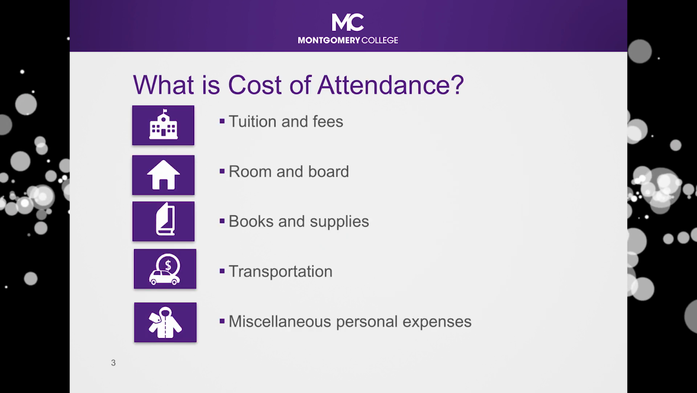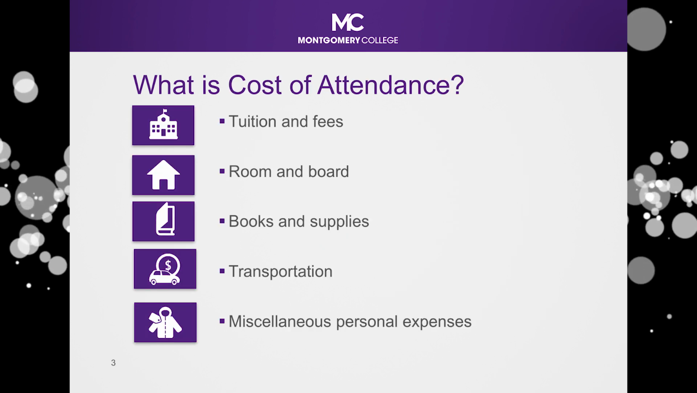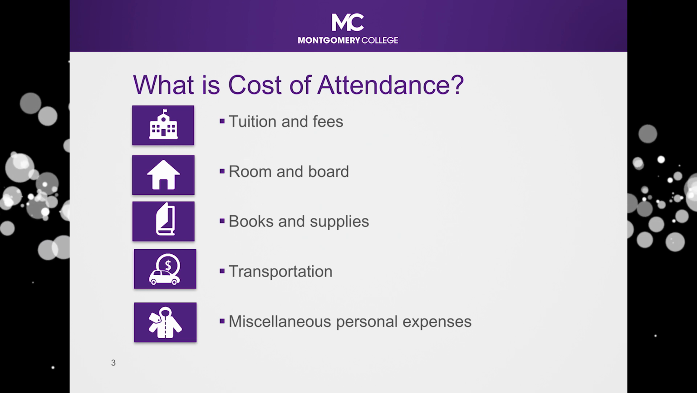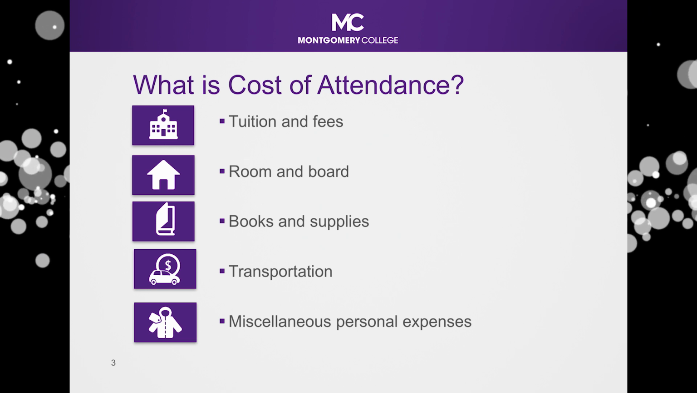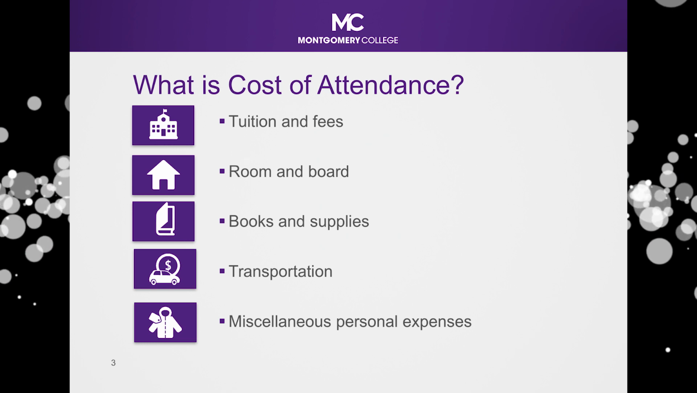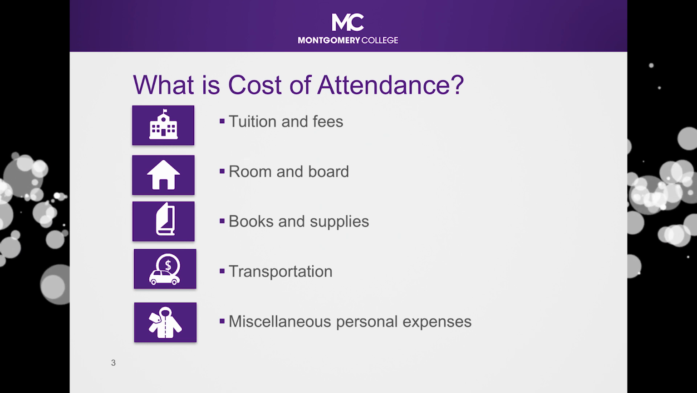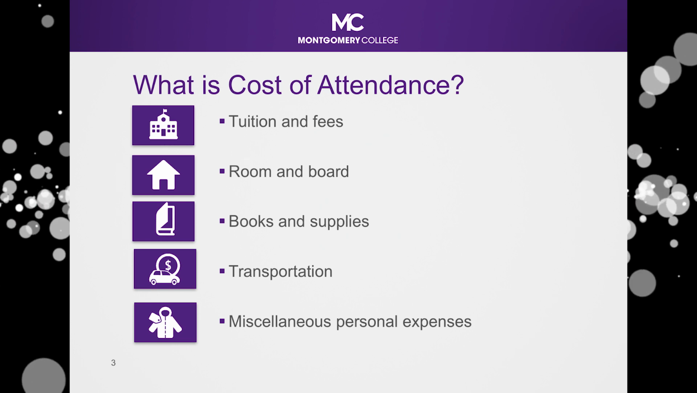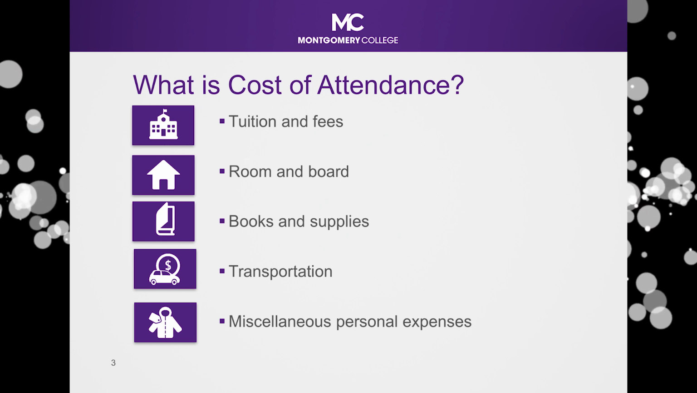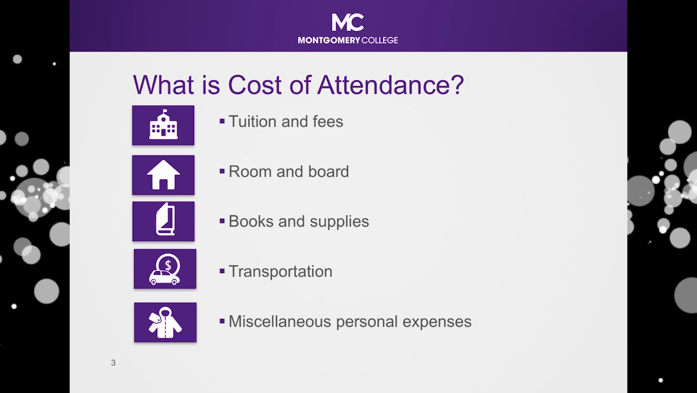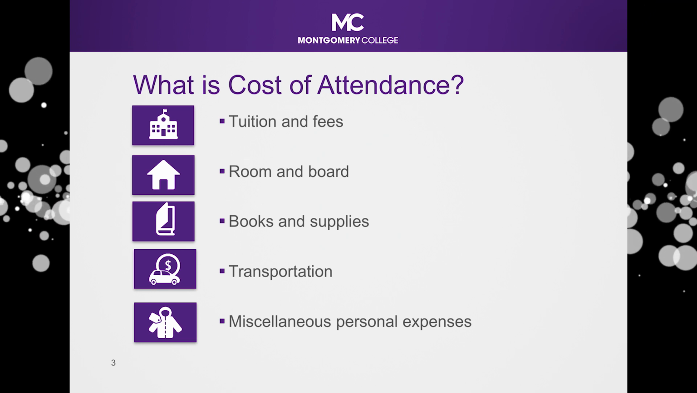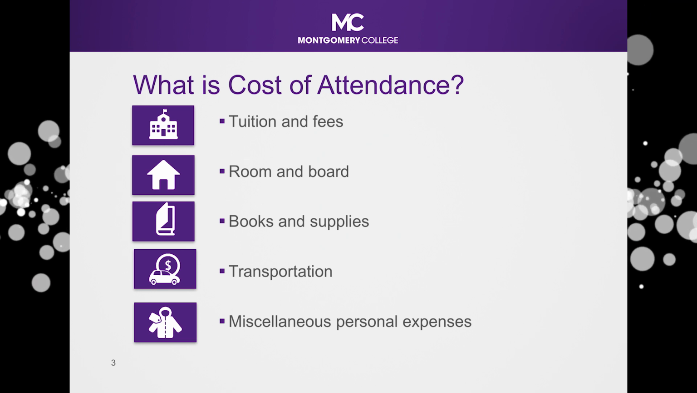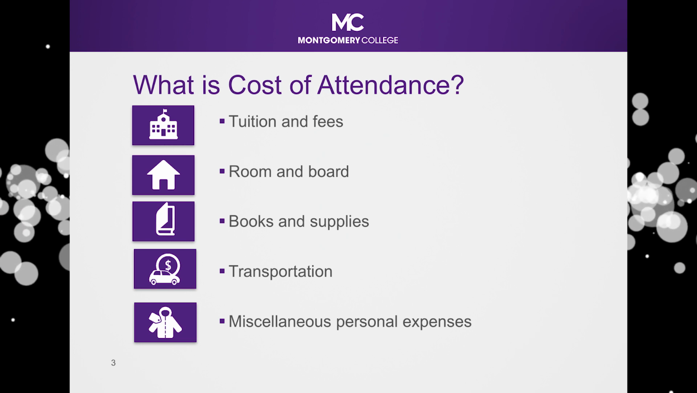Okay, what is cost of attendance? We have tuition and fees, room and board, books and supplies, transportation, and miscellaneous personal items. Okay, tuition and fees. What does it cost you to actually go to school? What is your tuition? And what are the fees associated with your particular program or fees that the college may charge for various things? And that can vary from college to college.